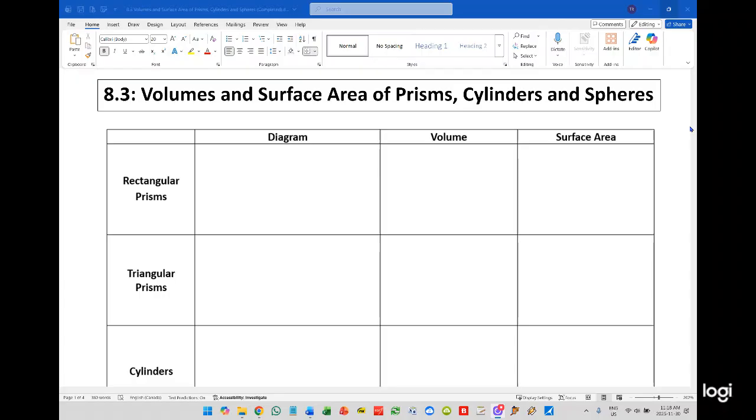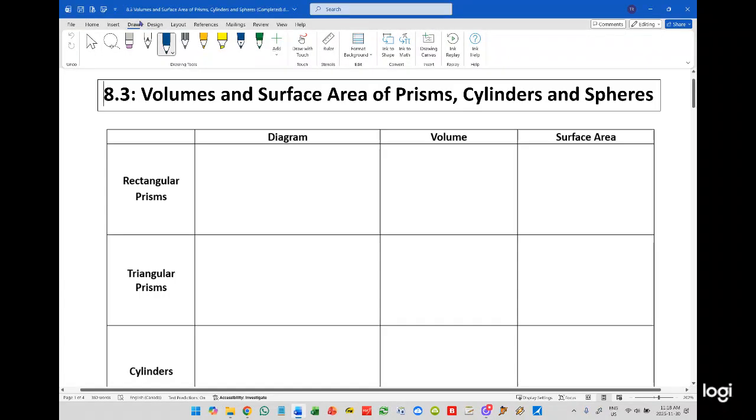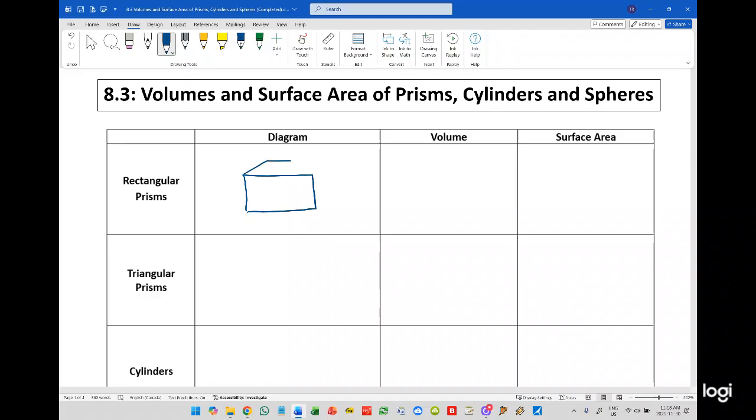So the first one, a rectangular prism, better known as a box. I'm going to try and use my mad art skills here, and you'll see why I didn't become an art teacher. But it's going to look something like this. And again, it doesn't have to look exactly this way, but it should look something similar to that.